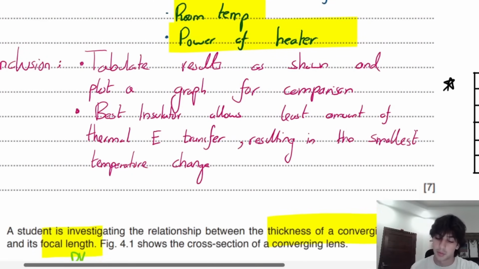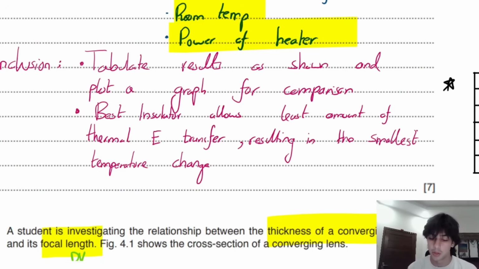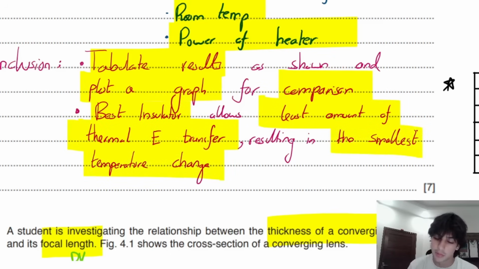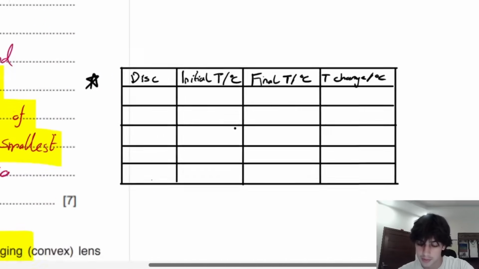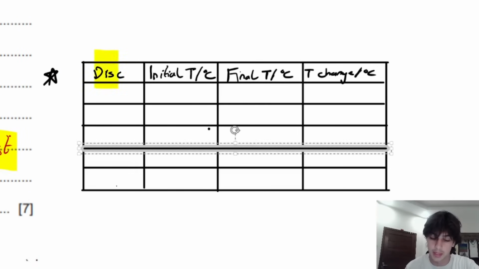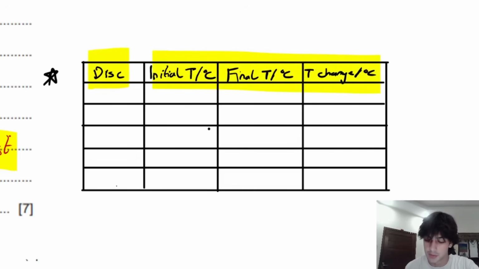Now, the conclusion is very important. And usually in conclusion, we talk about analyses in the end, and we talk about plotting graph. Always important. You have to mention that we tabulate and plot a graph for comparison. This is the point you always mention for conclusion. And the second point is going to be based off your experiment as a whole. Better insulator allows least amount of thermal energy transfer, resulting in the smallest temperature change. And then you can mention and vice versa. And vice versa would mean the opposite. Hopefully this is clear. Here's going to be the graph for this as well. Again, disk was the independent variable and the temperatures were the dependent variable.